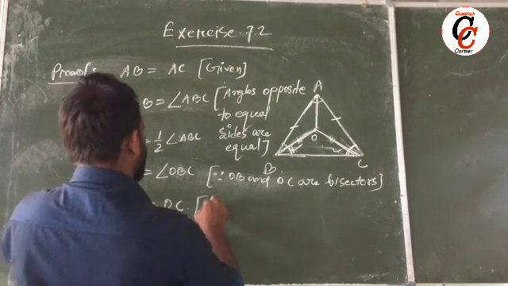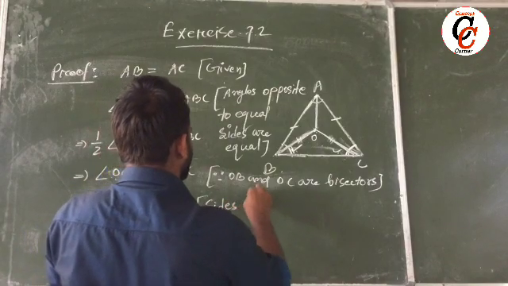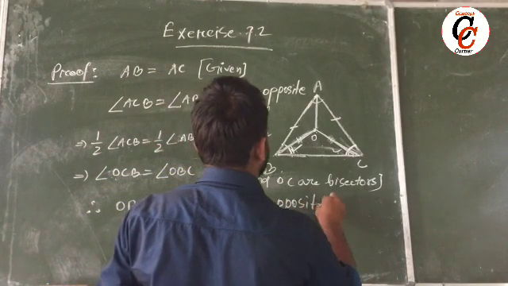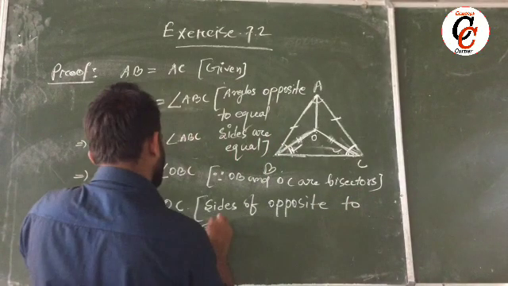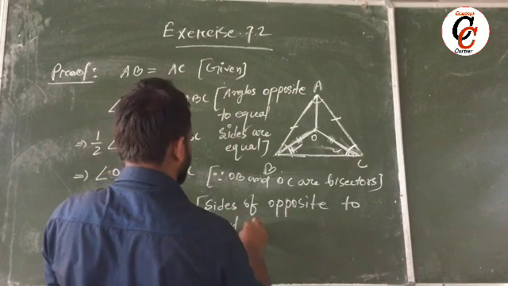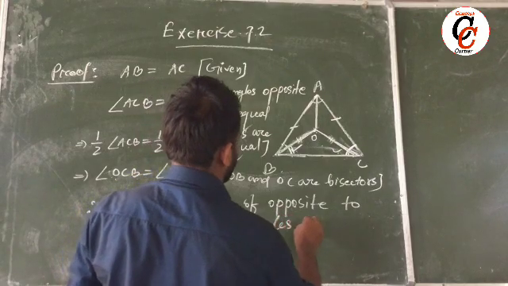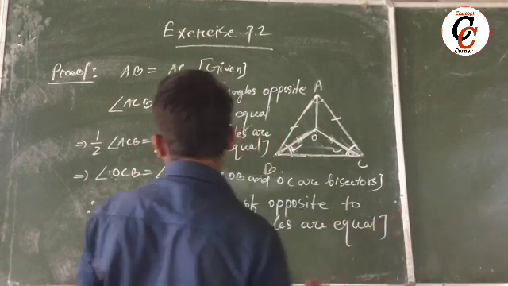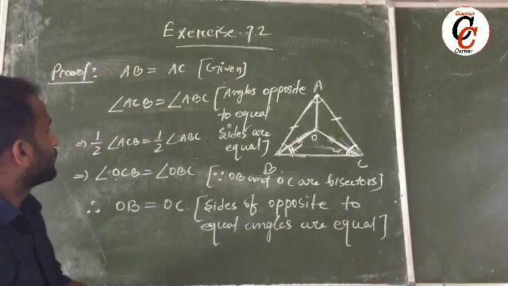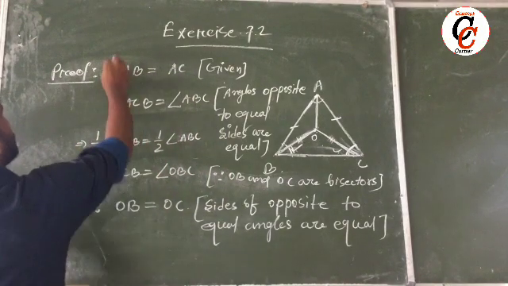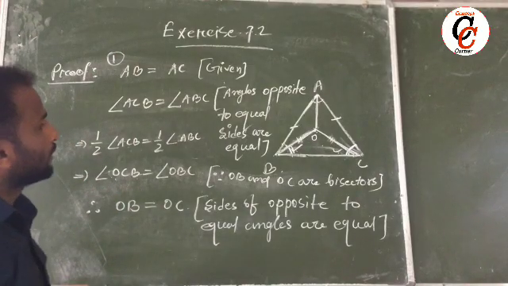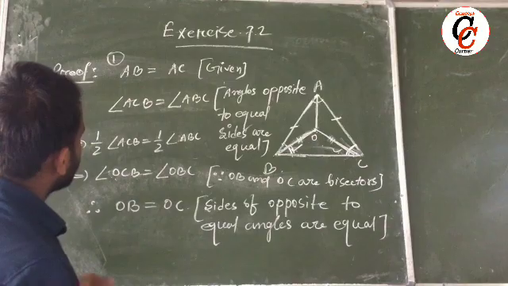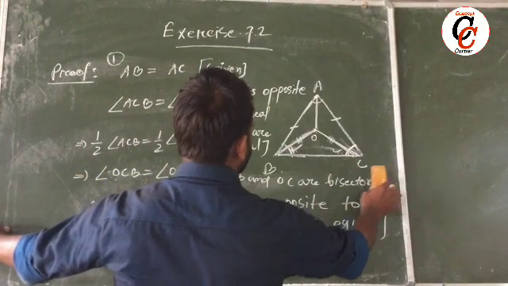Why? Sides opposite to equal angles are equal. So this is the proof of number 1. Next we'll proceed to number 2. You can pause the video and write the solution yourself. I am going to number 2.